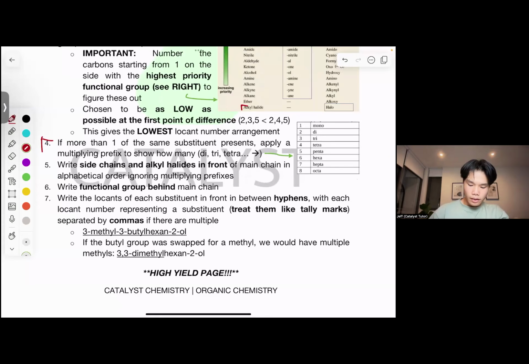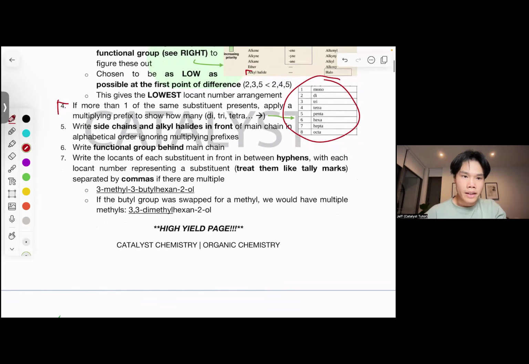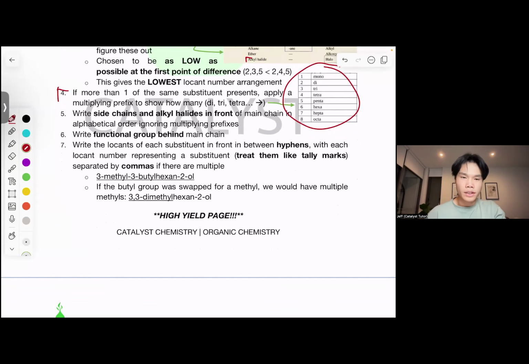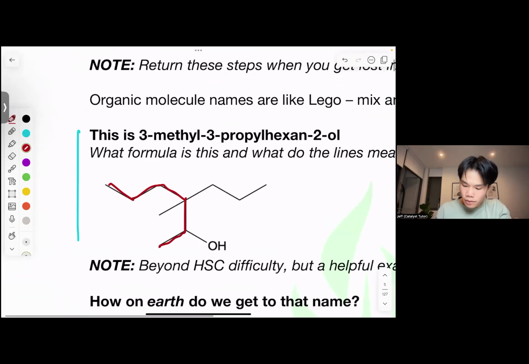Okay. Then if you have multiples of any functional group or substituent, you use the prefixes of mono, di, tri, tetra. So that quantifies how many, for example, alcohols you have. A diol means you have 2 alcohols on the chain. And you then apply locants. So locants tell you where exactly something is on the chain, which is why in our name, 3-methyl, 3-propyl, hexane, 2-ol, we have locants directly in front of everything they're describing. The 2 is describing that our alcohol is on carbon number 2.